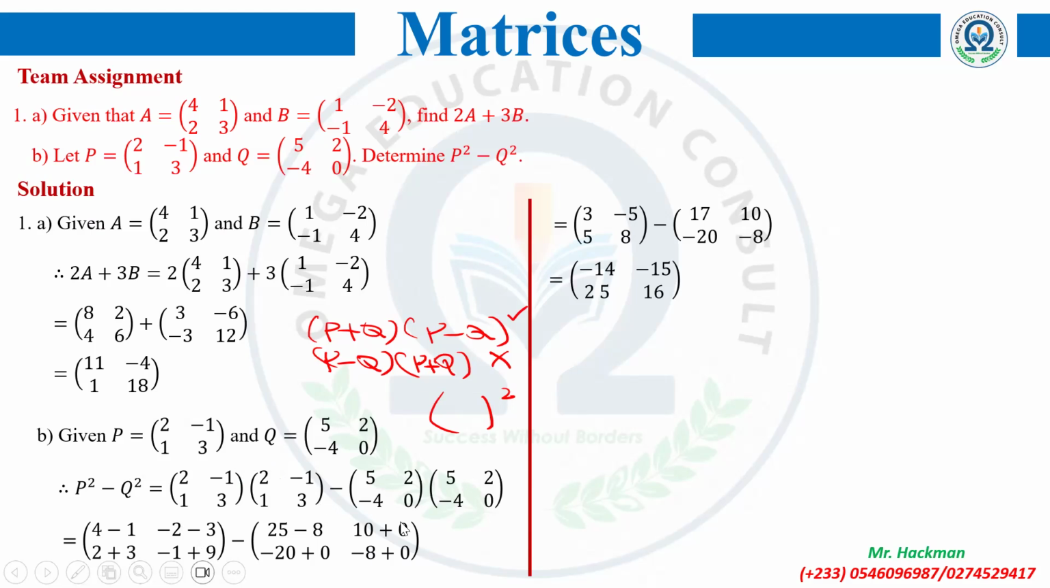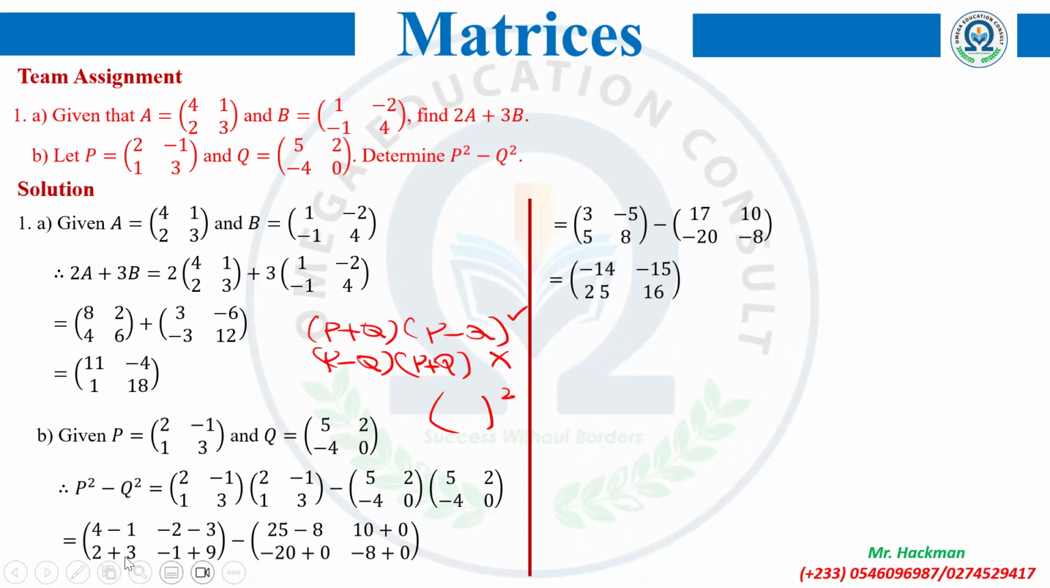Then you come and do same here. 5 times 5, which is 25, plus 2 times minus 4, which is minus 8. Then you come and do 5 times 2, which is what? 10, then 2 times 0, which will give you 0. Come and take this row, this column, this row, this column, just as we did for the first one. So minus 4 times 5, which is minus 20, then plus 0 times minus 4, which will give us 0. Then minus 4 times 2, which is what? Minus 8, then plus 0 times 0, which is what? 0.